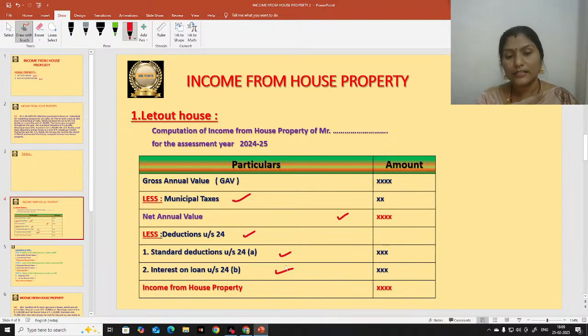So this deduction will be given here, and if we deduct these 2 values, then we will get one value that is known as income from house property. We should follow all the rules and regulations mentioned under the Indian Income Tax Act, then we can calculate income from house property of a let out house. This is the format I discussed in the previous live class also. Now we will go to our question and discuss the solution for that.